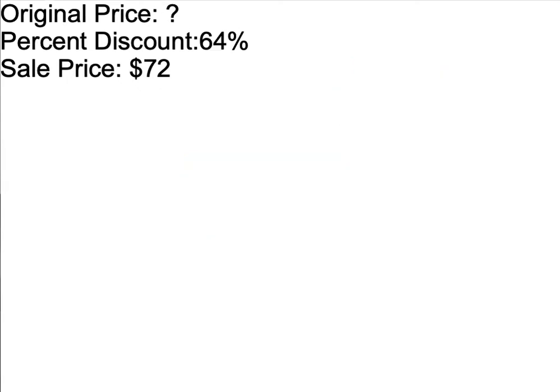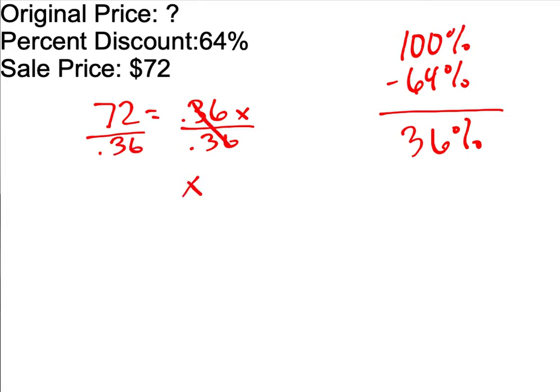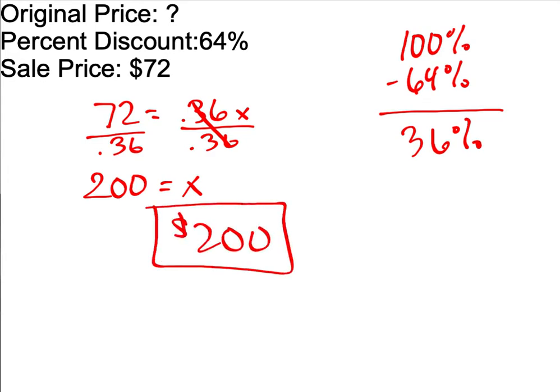All right, the original price is missing. It's a 64% discount, and the sell price is $72. So we need to start by figuring out how much you actually pay. And it looks like you actually have to pay 36% of the price. So $72 is 36% of the original price. If we divide both sides by 36%, 72 divided by 0.36 is 200. So the original price was $200 before it was discounted.